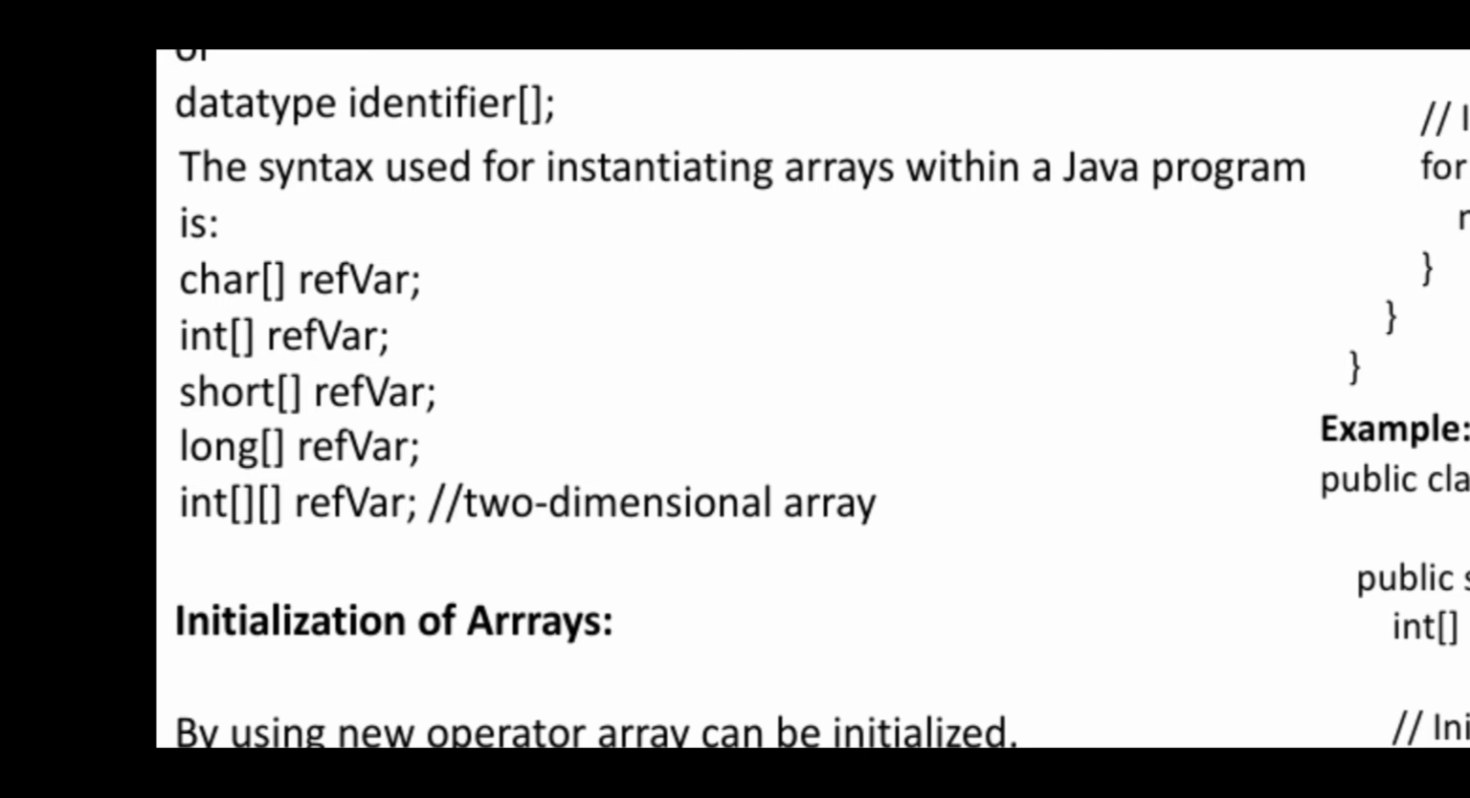So there are two different types of arrays. One is called single dimensional, which has a single subscript, and with two subscripts you have a two dimensional array. A single dimensional array accepts either a row or a column, whereas a double dimensional array accepts a row as well as a column.